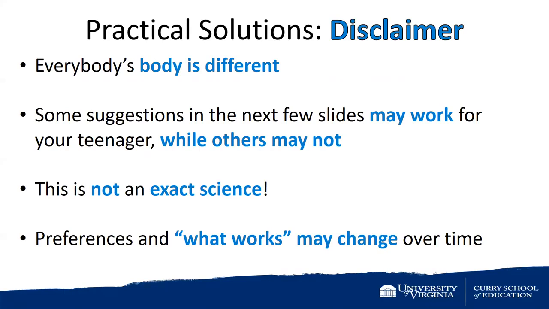I'm going to jump in now with some practical solutions for balancing the sensory system. Initially, I want to start with a little bit of a disclaimer, in that everyone's body is different. So the suggestions that I make in the next few slides may or may not work for your child. Keep that in mind as we move through. Finally, this is not an exact science, so things may change over time. Different strategies work for different situations, and other factors such as puberty, illness, and other things can change what works sensorially over time for your child.